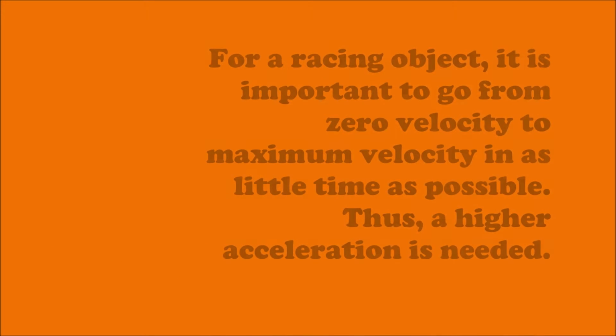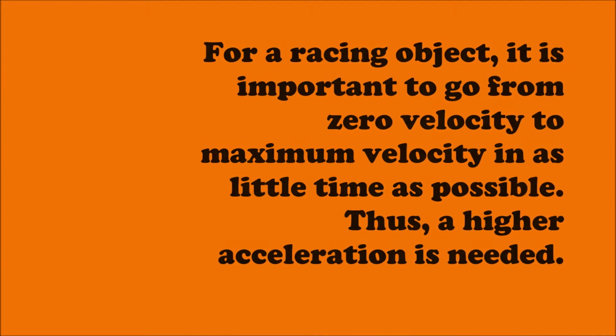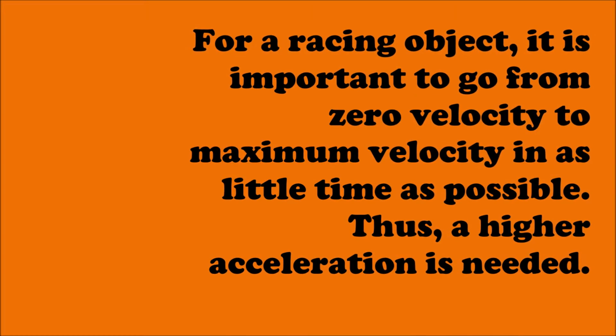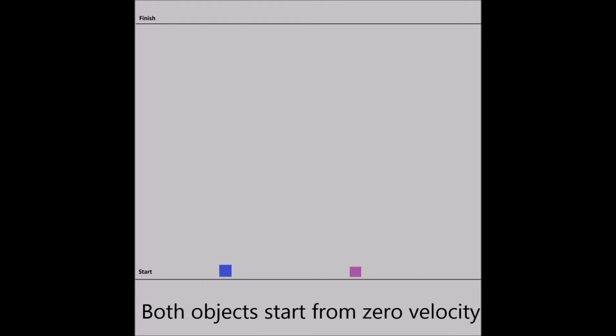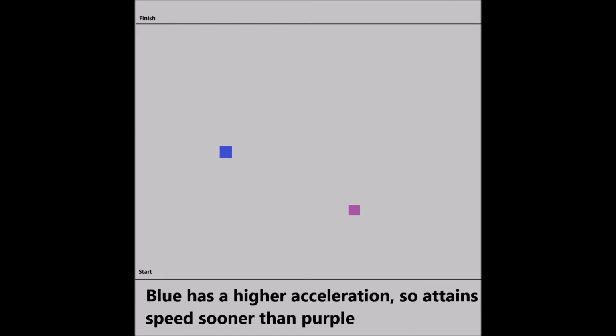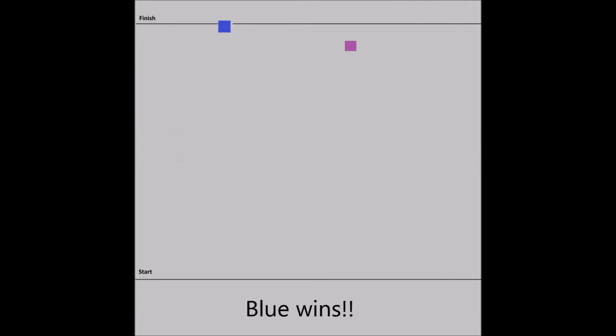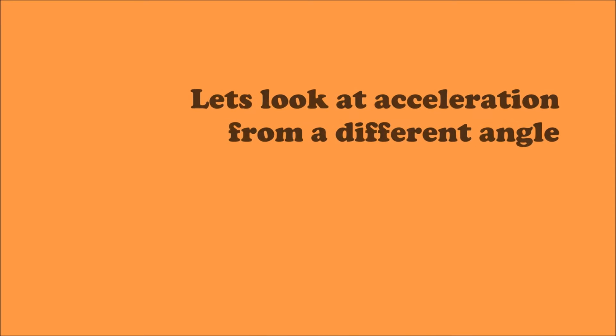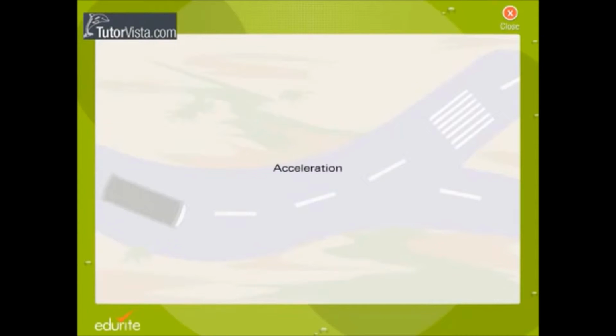For a racing object, it is important to go from zero velocity to maximum velocity in as little time as possible. Thus, a higher acceleration is needed. Both objects start from zero velocity. Blue has a higher acceleration, so attains maximum speed sooner than purple, and wins. Acceleration.